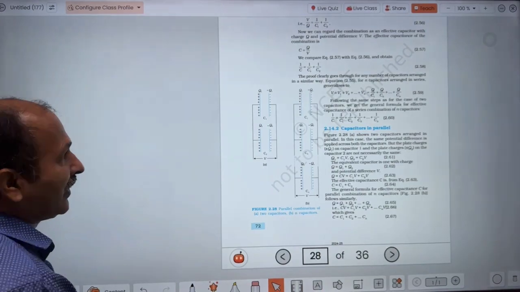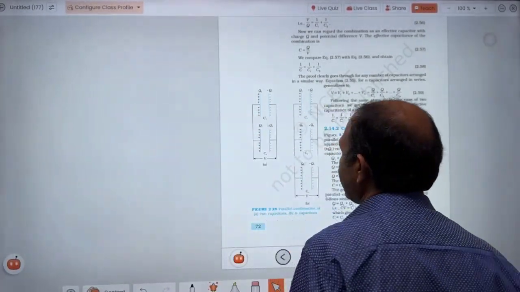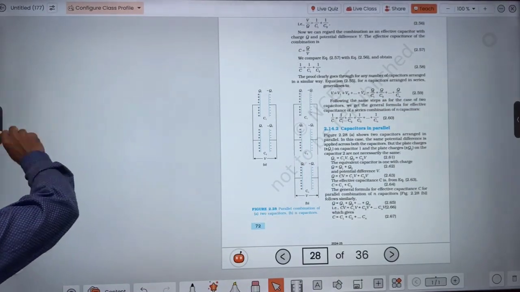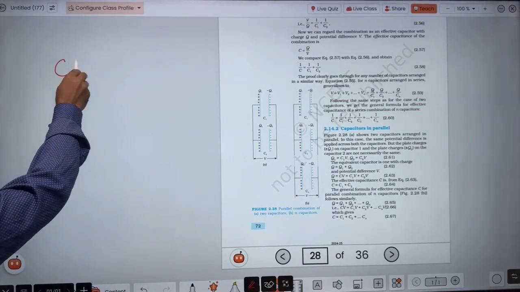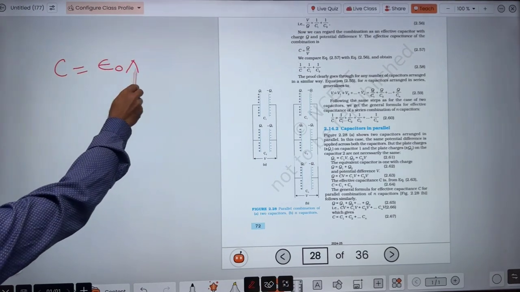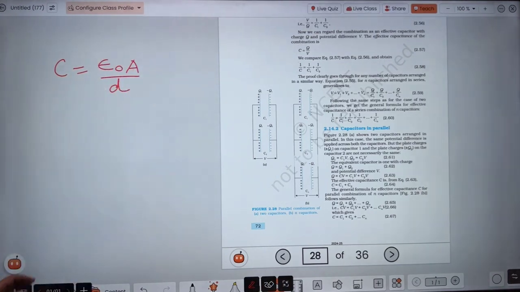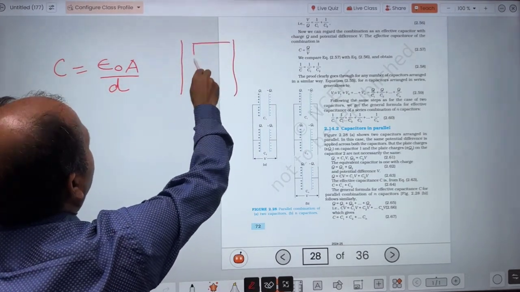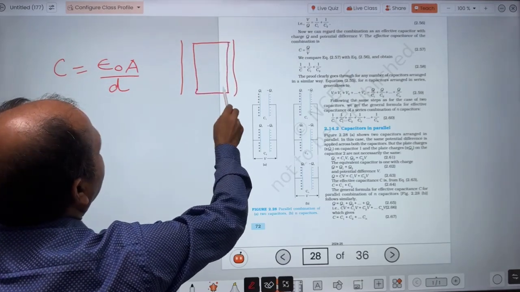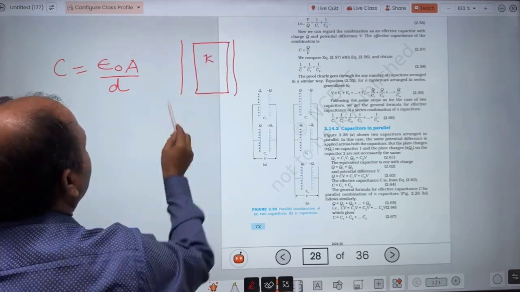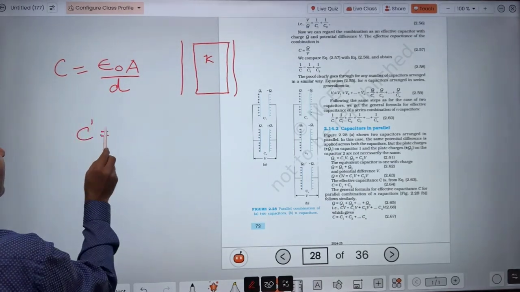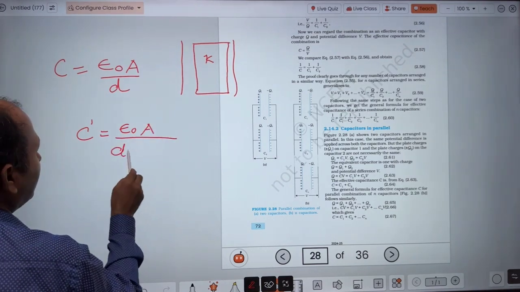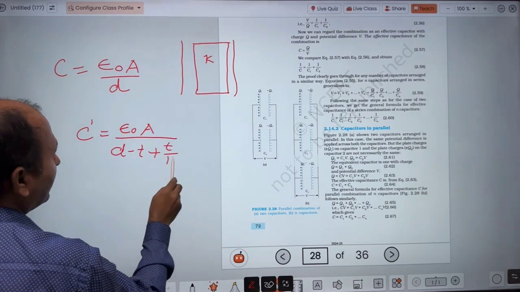In the previous lecture, we studied the capacitance of a parallel plate capacitor, in which we derived the relation, if you remember, that C equals epsilon naught A upon D. And if the space between the two parallel plates is filled with a dielectric of constant K, in that case we found C dash equals epsilon naught A divided by D minus T plus T upon K.